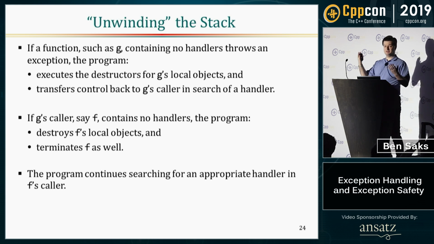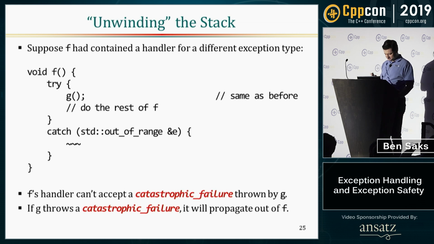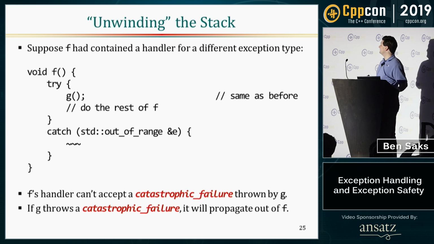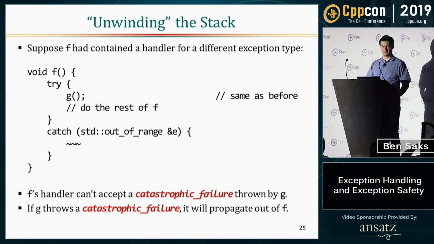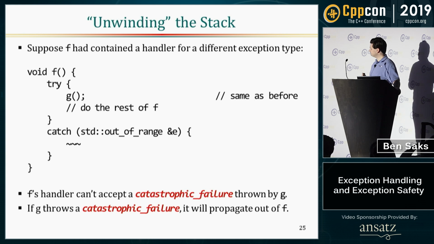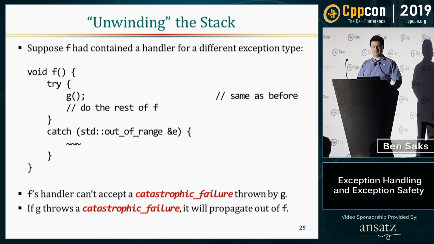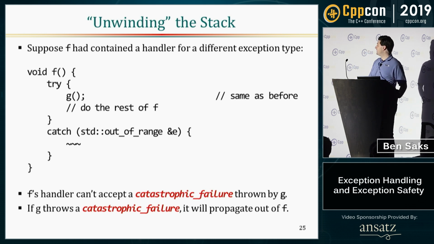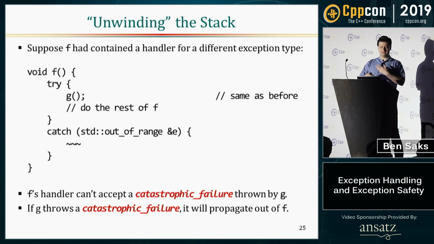And it just keeps searching until one of two things happens, which I'll talk about in a moment. So what I want to make clear first is that this is also true if F contains a handler, but not a handler for the type of exception that's actually being thrown. So here, F has a try block around G, but it's not prepared to catch catastrophic failure exceptions. It's prepared to catch out-of-range exceptions. So it can't handle a catastrophic failure.